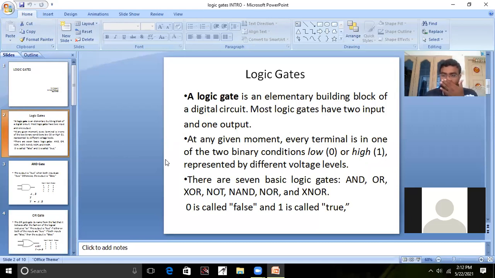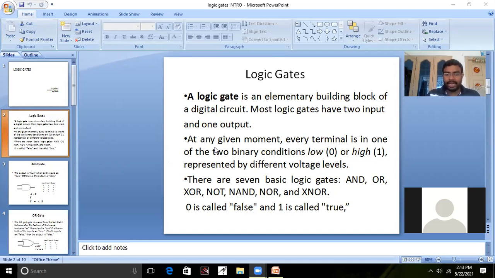AND gate, OR gate, and NOT gate are called basic logic gates, NAND gate and NOR gate are called universal logic gates, and XOR and XNOR gate are called extended logic gates. Then I'll show one by one how the gates, the truth table, and the logic expression will look.